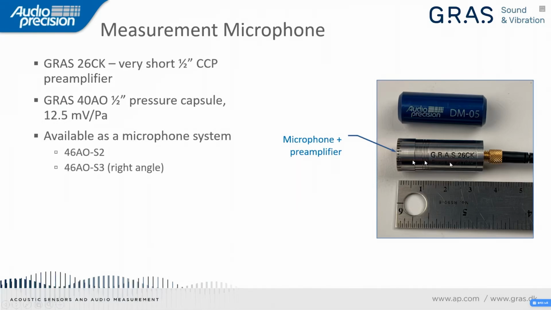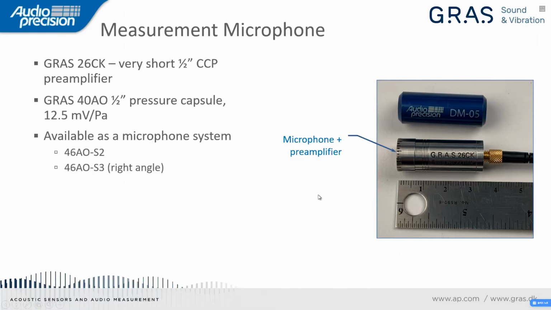These are also offered from Grass as a system and a microphone system. They're calibrated as a unit and programmed with TEDS, the Transducer Electronic Data Sheet. And the straight version here has the part number 46AO-S2. There's also a right angle version called 46AO-S3.